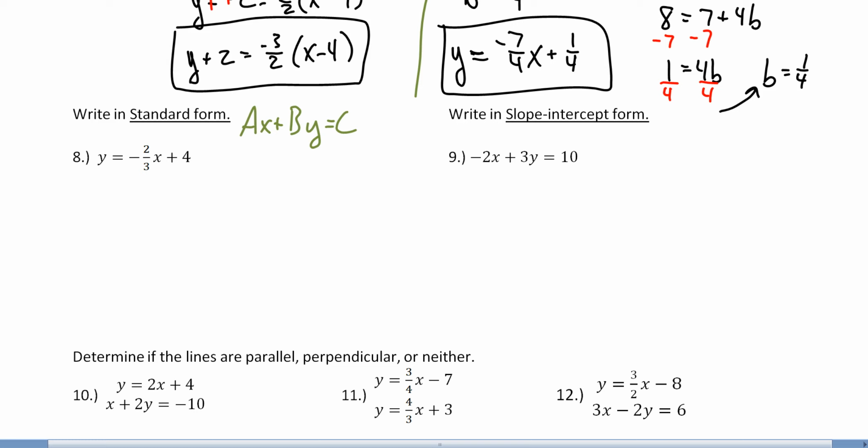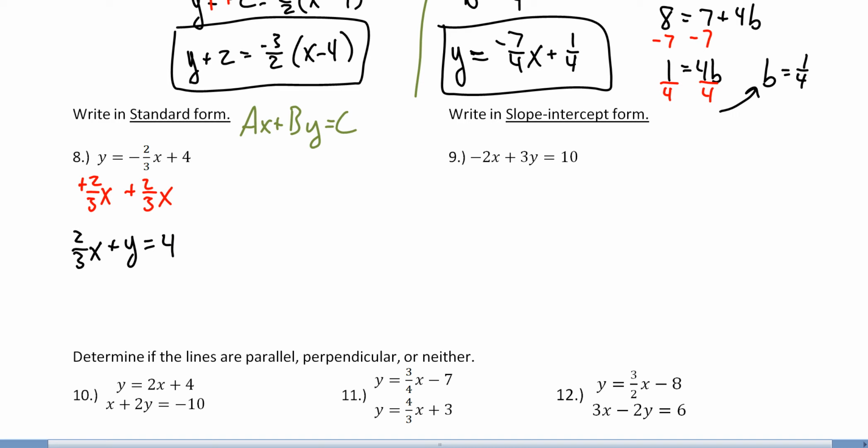All right? So from here, I got to get the x over on the same side as y, so I'm going to add that 2/3 x to each side. So over here I get a 2/3 x plus y equals 4. And now from here I've got it in the right format, which looks pretty good, but now I just can't have any fractions and I can't have a negative out front.